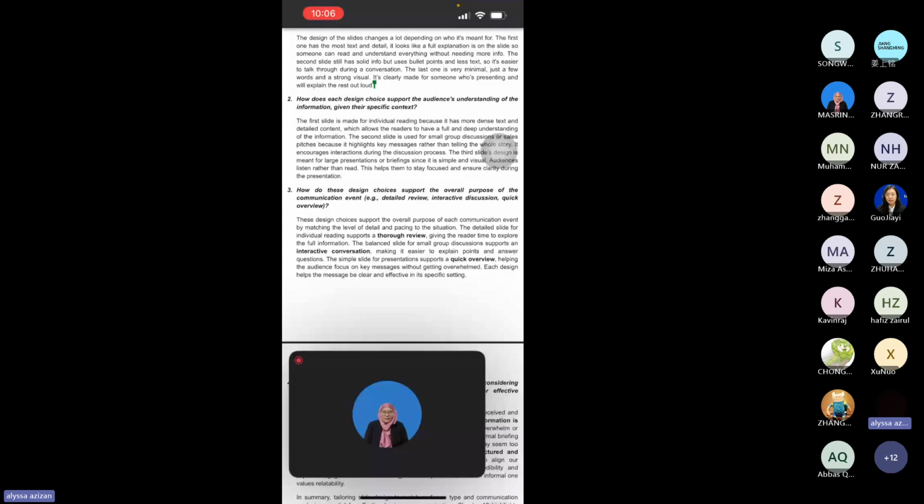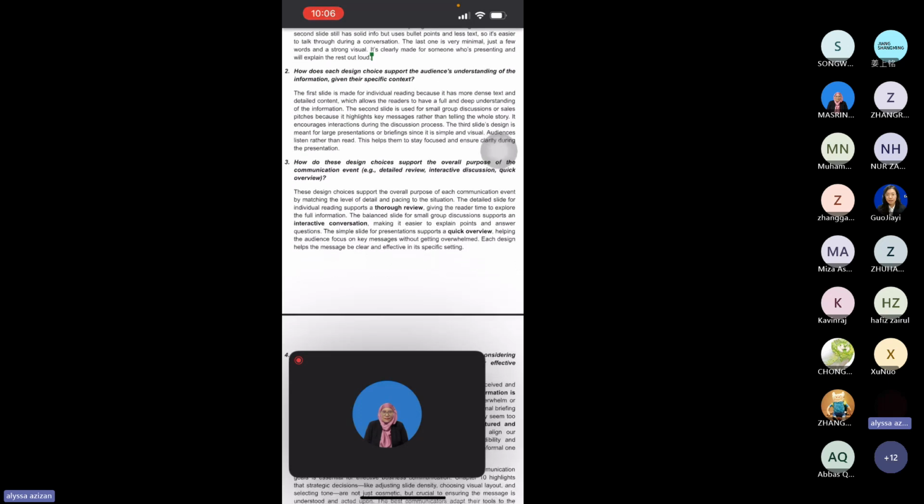The second question, how does each design choice support the audience's understanding of the information given their specific context? So the first slide is made for individual reading because it has more dense text and detailed content, which allows the reader to have a full and deep understanding of the information. The second slide is used for small group discussions or sales speeches because it highlights key messages rather than telling the whole story. It encourages interaction during the discussion process.